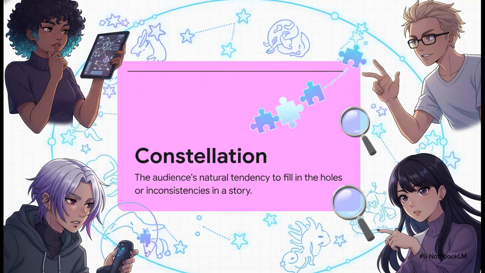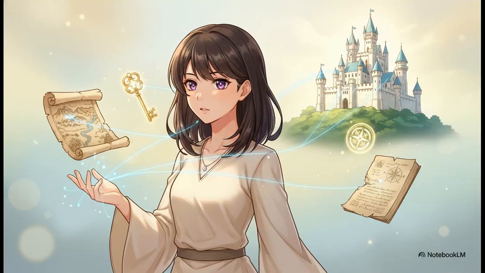And one of the most powerful tools they use relies on a psychological trick called constellation. It's basically our natural human need to connect the dots. When we're given bits and pieces of information, our brains just automatically start trying to fill in the gaps and make a whole picture. And this is the absolute genius of it. By not spoon-feeding you every single detail, designers make you an active part of telling the story. They give you the stars, and they trust you to connect them and see the constellation for yourself.